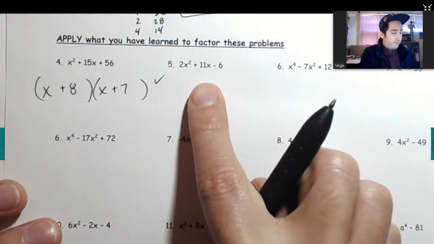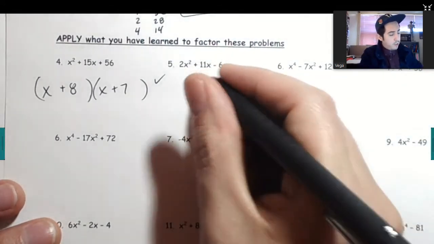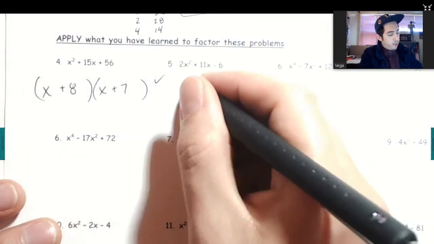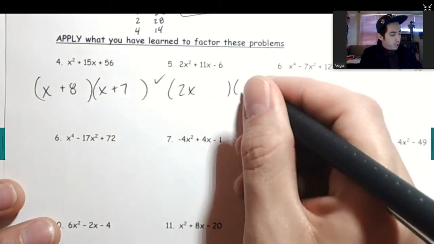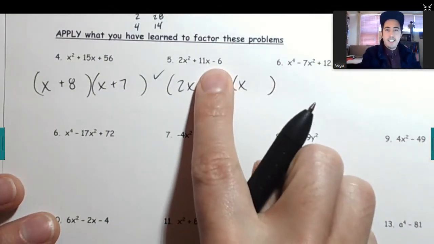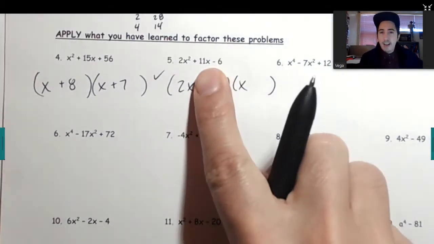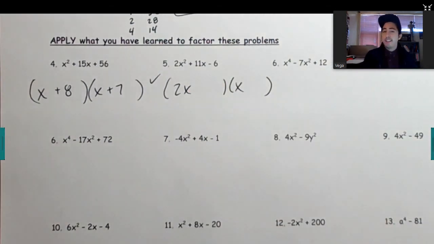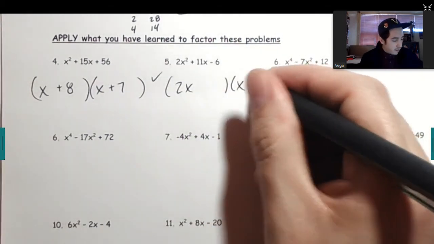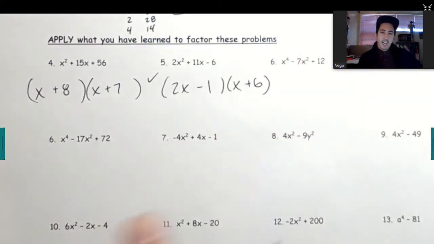Number 5, 2x squared plus 11x minus 6. What's that going to be? So again, 2x squared is going to be 2x and x. It's the only way to get 2x squared. For negative 6, you're going to have a positive and a negative number. It could be negative 3 and 2, or negative 6 and 1. I have to add to 11, which is a somewhat big number. 11 is really close to 12, and 12 is 6 and 2. So what if I do plus 6 here, minus 1? That would be my answer.